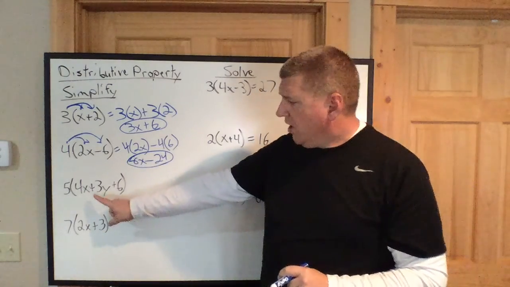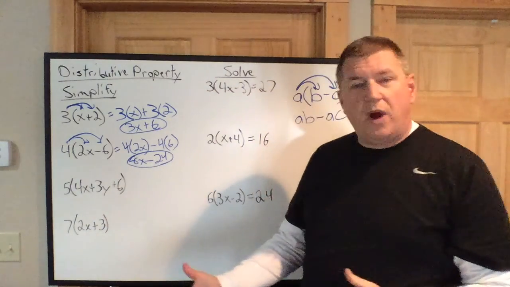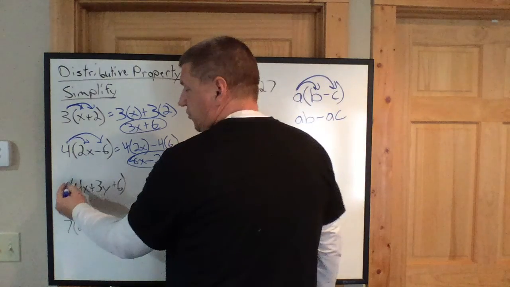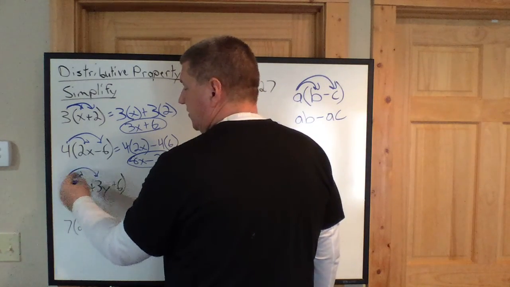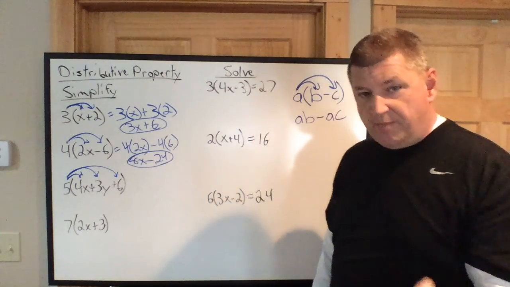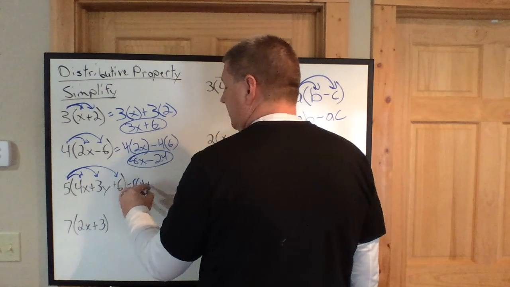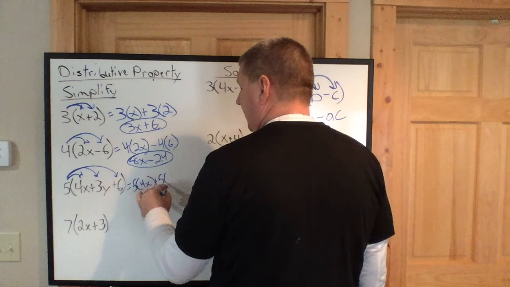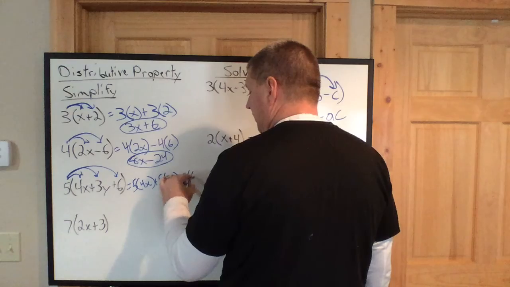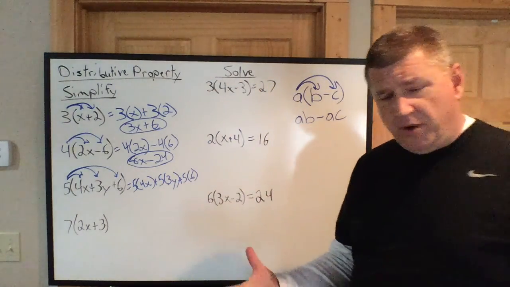Our next one, 5 is our coefficient, and then we now have 3 terms within the parentheses, 4x plus 3y plus 6. So we're going to have to distribute it to everything within parentheses, not just the things with variables, but every term within the parentheses. So we have 5 times 4x plus 5 times 3y plus 5 times 6.